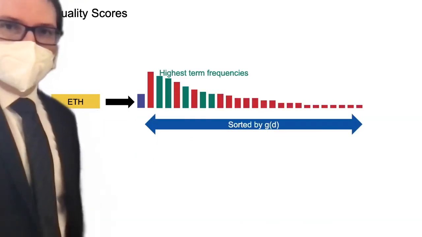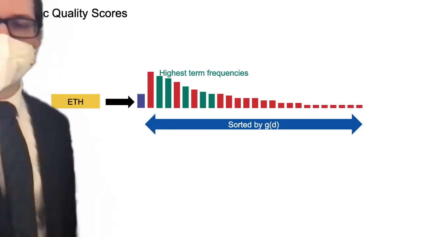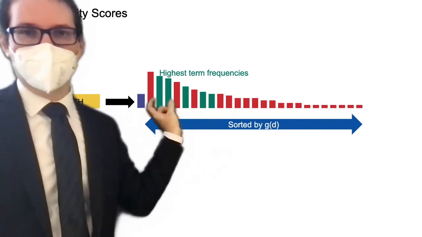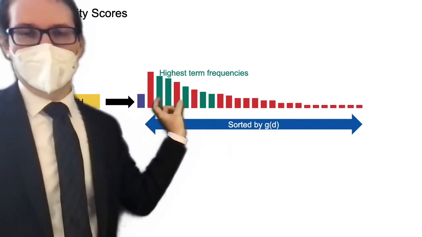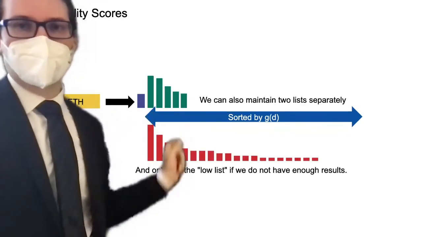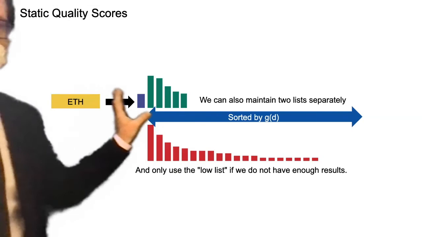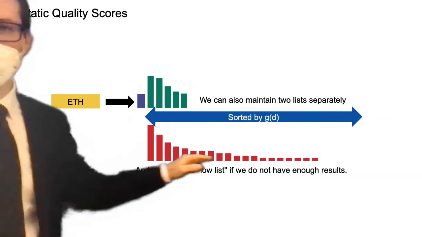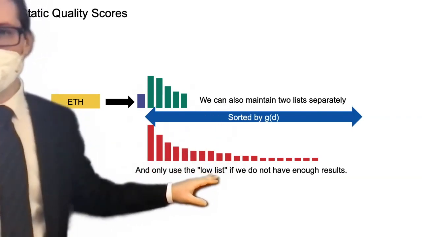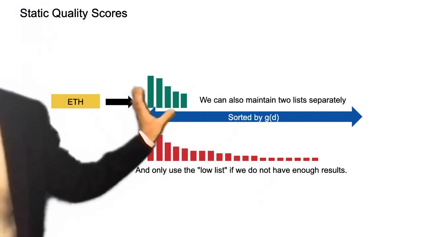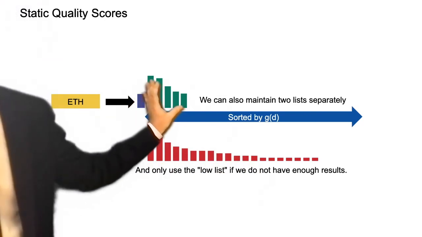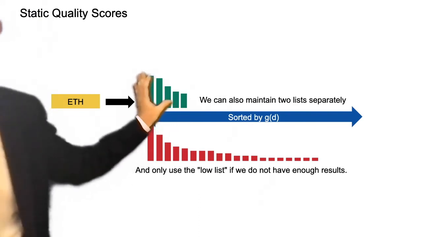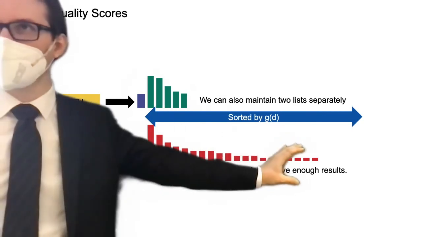Okay, so here we can sort everything by the static quality score. And the highest term frequencies might not be exactly all at the same place. But you can separate the lists with this top R, having a first list where you have the top term frequencies, and a second list that's called the low list. So there's the high list and the low list. And what you do is that you start with the documents that are in the top R. And if you didn't get enough results to display to the end user, then you start querying the low list. All right?